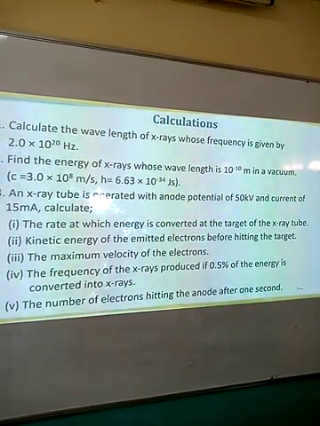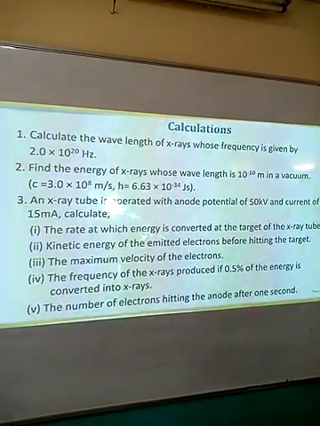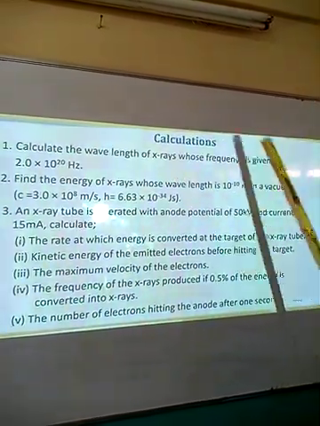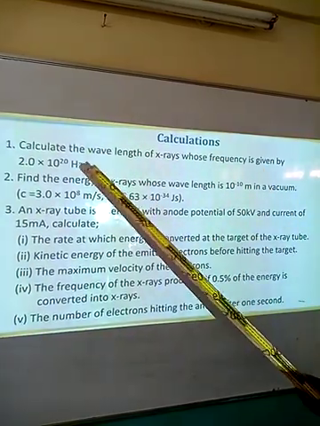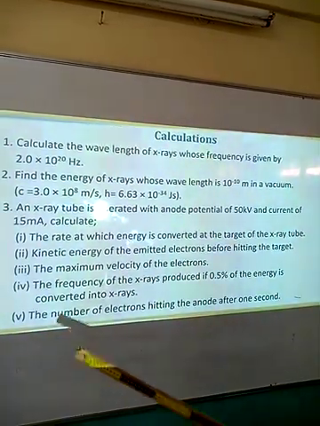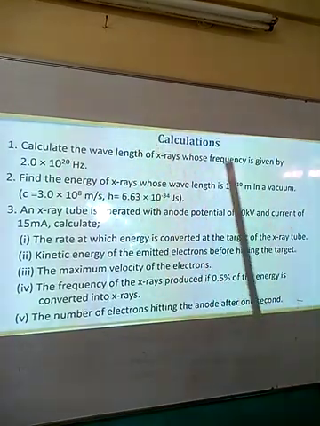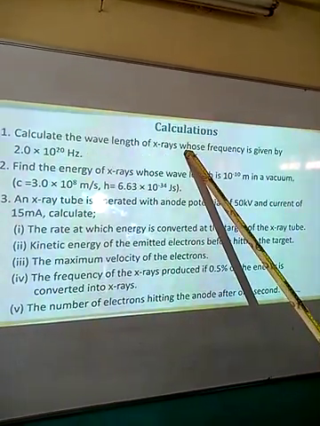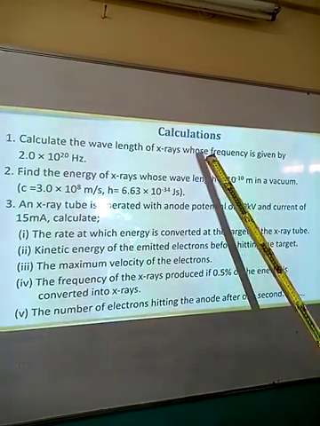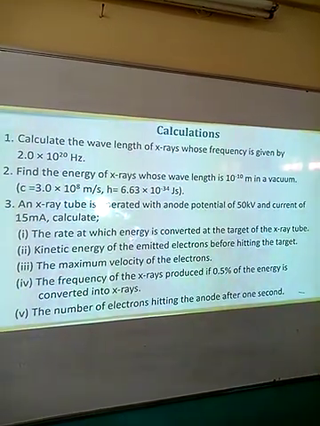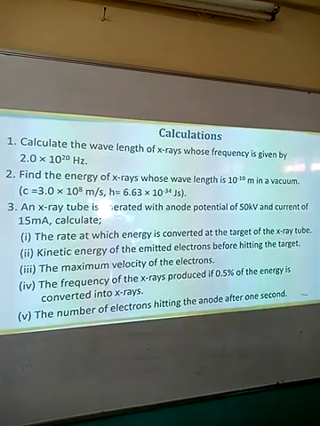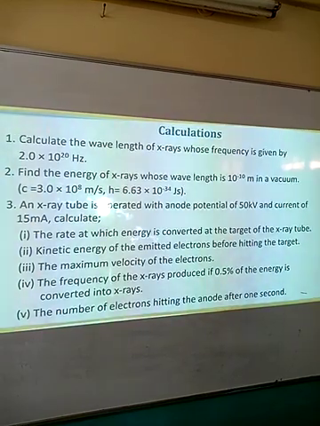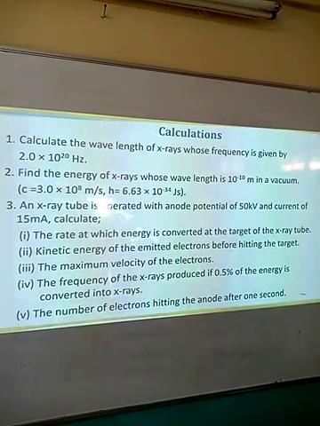Finally, we have some of the problems involving the X-rays, as you can see. Question 1. Calculate the wavelength of X-rays whose frequency is given. Now, in this case, we have the frequency. We know the speed of X-rays. Given that it's an electromagnetic wave, the speed is the same as that of light, and therefore we can get the wavelength by simply substituting in the equation c equals lambda f.